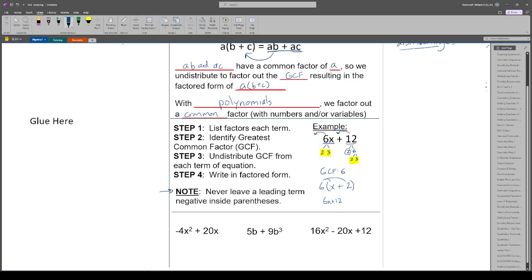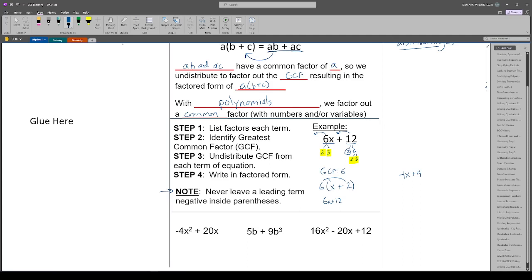It says never leave a leading term inside of the parentheses as a negative. So I'm going to make up a really simple example here so we can see it, and then we'll see it another time or two down below. So if I had something like negative x plus 4, you look at those and say there's no common factors there because this one has a coefficient of 1 and this one is 4 and it has no x's, so there's nothing they have in common.